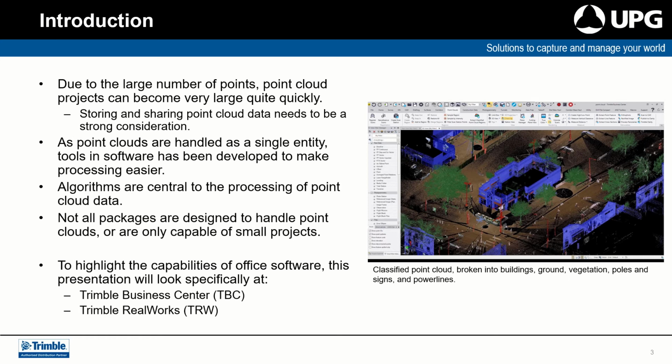Point clouds are handled as a single entity, meaning that if you click on a point in the point cloud when it's been imported initially into Office software, all the points in that scan will be selected. Tools in Office software can be developed to make processing easier, such as the Extract Classified Point Cloud Regions tool in Trimble Business Center.